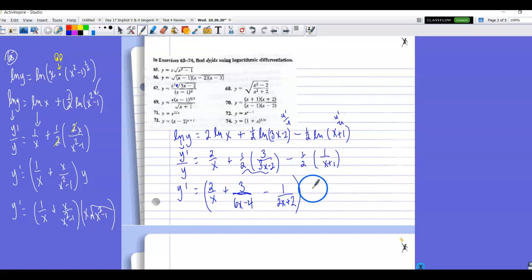And then I'm going to multiply by the y, and the original y is x squared times the square root of 3x minus 2 over x minus 1 squared. It's ugly, but I think it's right. I don't think I made any mistakes in there. So that's the first part of your homework, and I'm going to do a video for the next part of your homework as well.